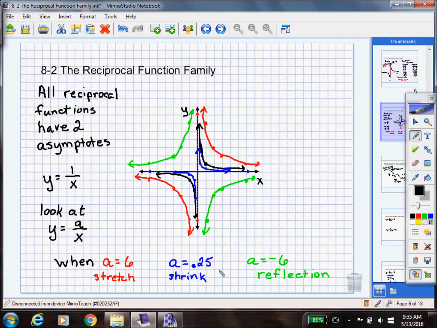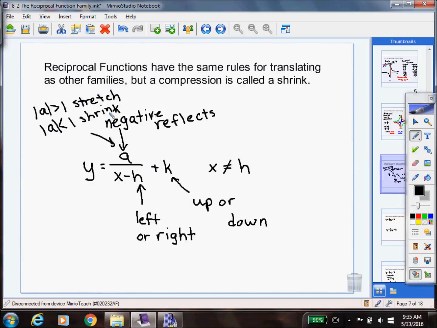Now, most of what we're going to focus on is the moving left, right, up, down, but I do want you to notice that those stretches and those shrinks still do actually happen even in these particular types of graphs. Now on your paper also we have the rules for them. They haven't really changed from the rules that we've used for all of the translating of the parent functions.